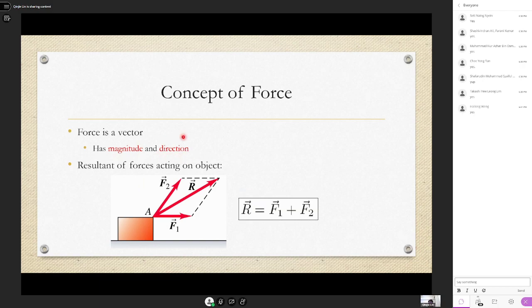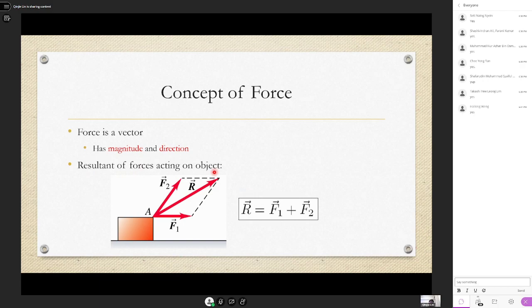We need to know where we are applying the force. We push to the front, push to the right, push to the left, they are all different. They can be the same magnitude, but the outcome will be very different, as we would expect. Resultant of forces acting on an object.